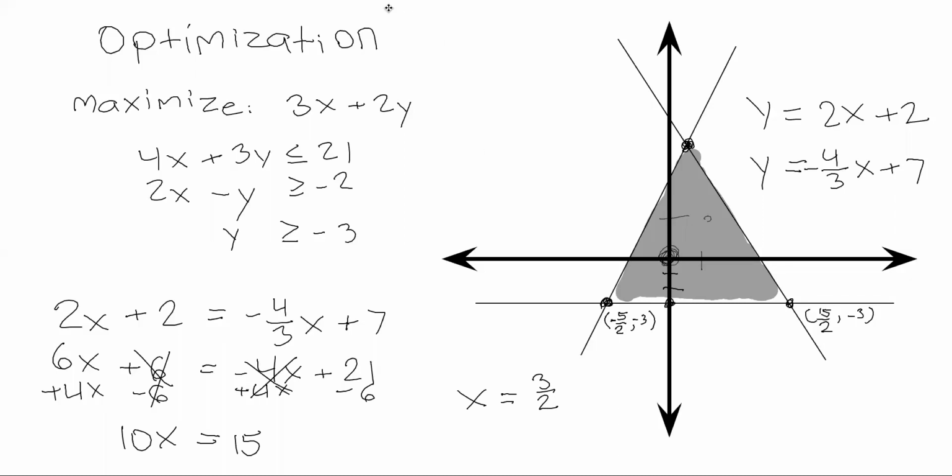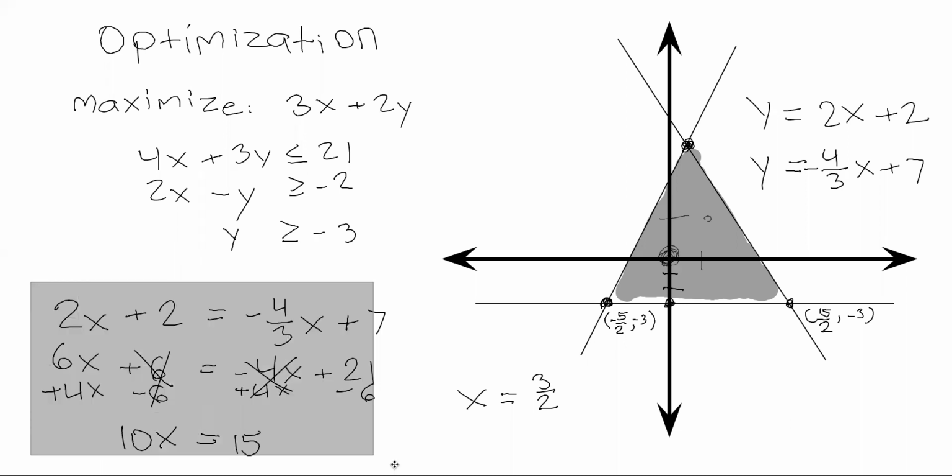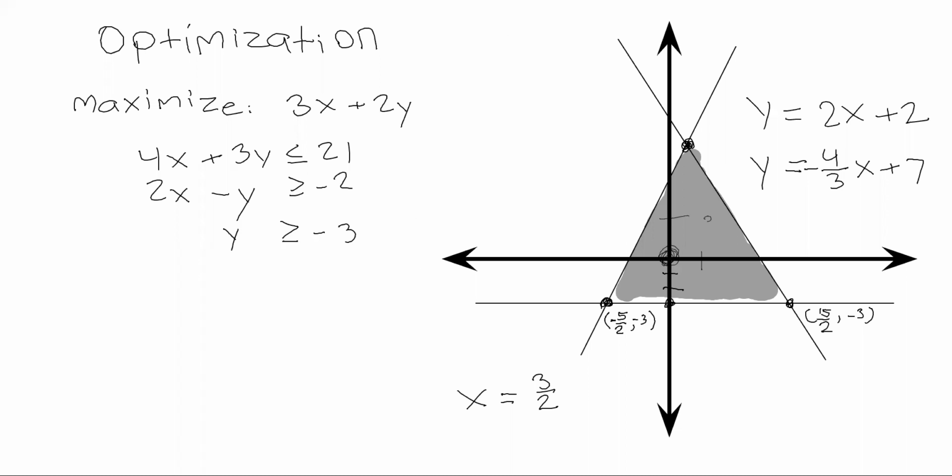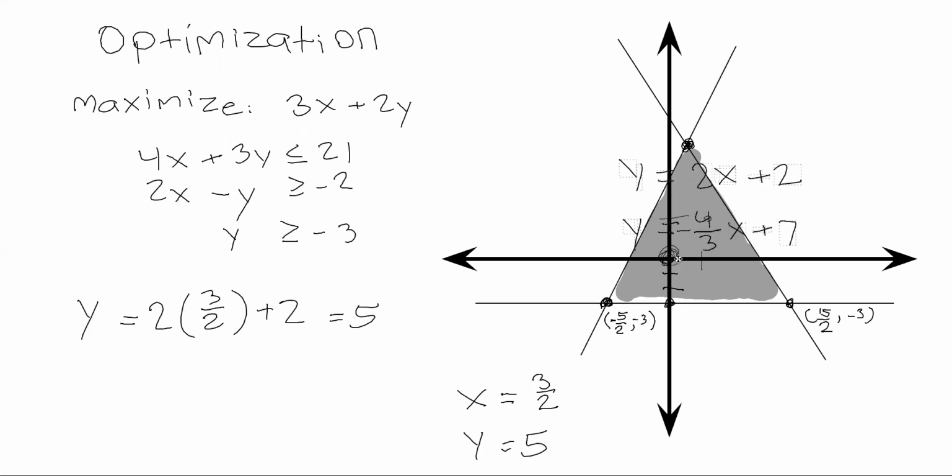So from here, we just want to plug it into either of these equations to find the y to go along with it. I think I might plug it into our top one for simplicity reasons. y equals 2x plus 2, so that's 2 times 3/2 plus 2, which gives us 5. So when x is 3/2, y has to be 5. So we've successfully found our topmost point. We found the highest vertex of our triangle.